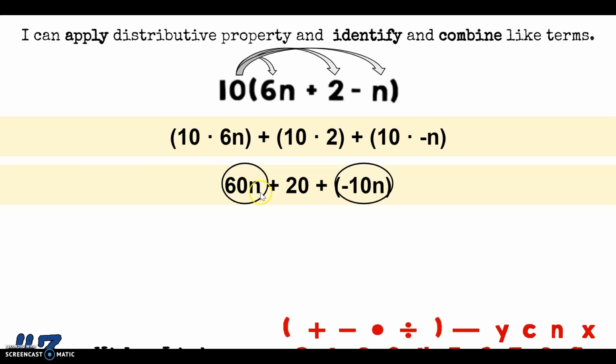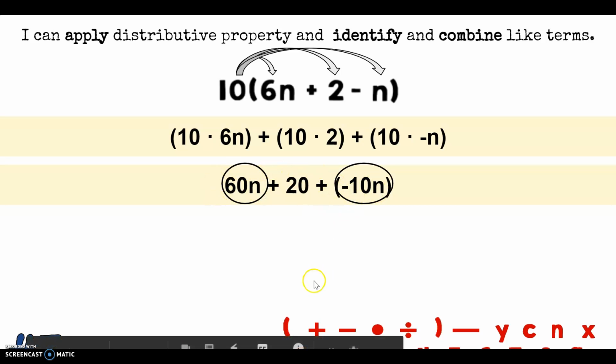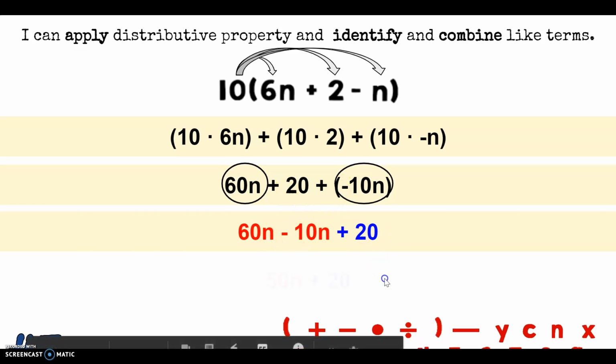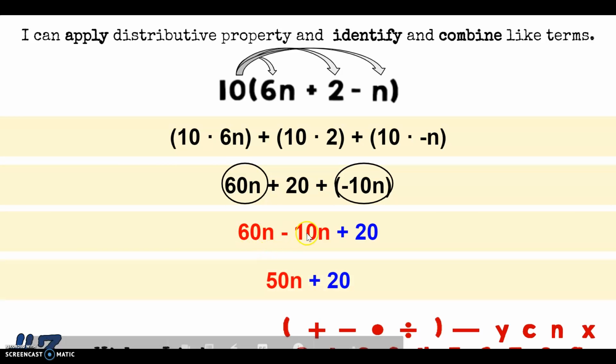I have my 60n and I have a negative 10n. They're on the same team, so I can combine them. I'm going to rewrite this and color code it so you can see it. I'm going to bring down my 60n, my negative 10n, so I would be subtracting, and then my positive 20. So 60n minus 10n, I subtract 60 minus 10, which gives me 50, and bring down my n. And then I have a positive 20, which I just bring down as well.